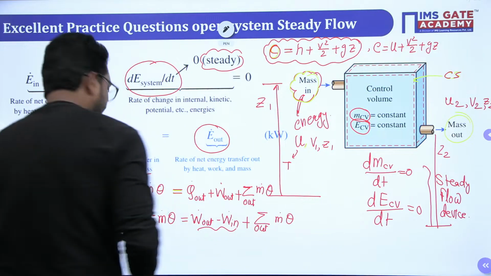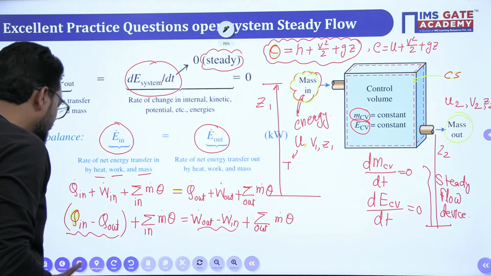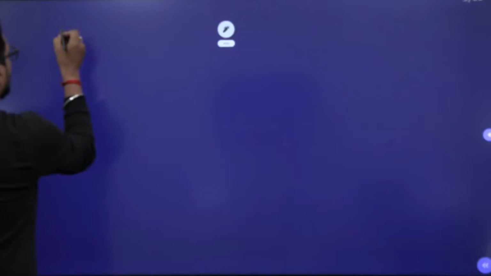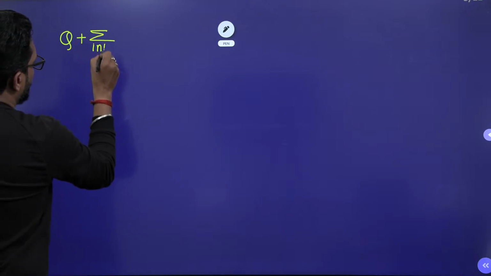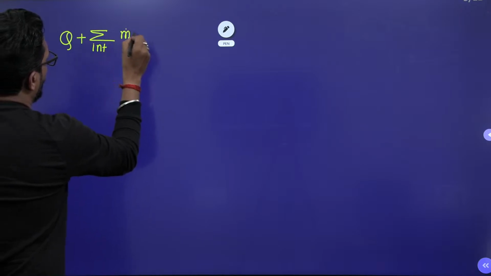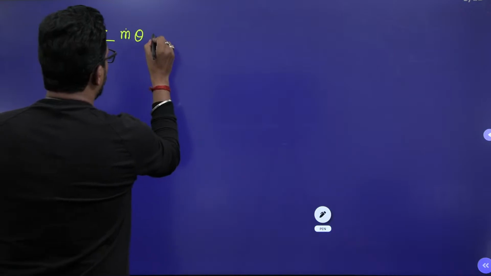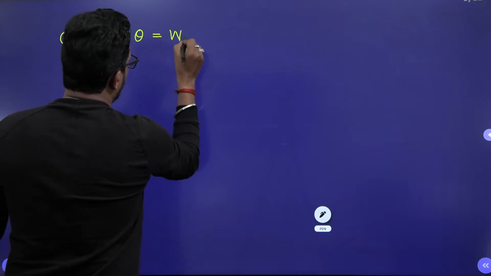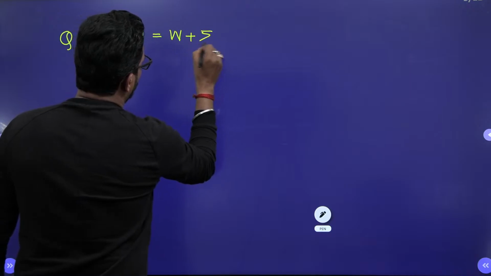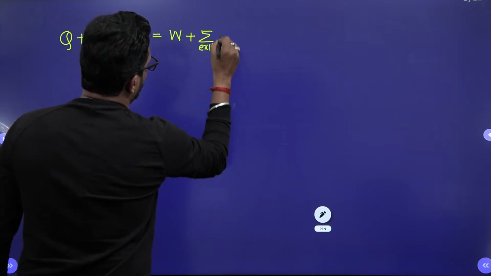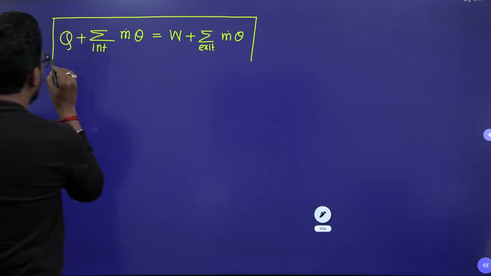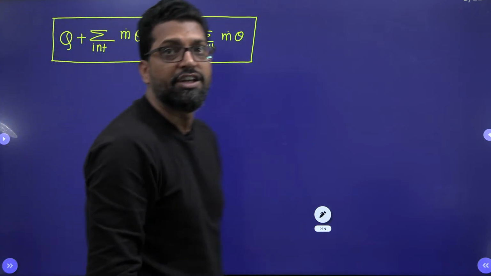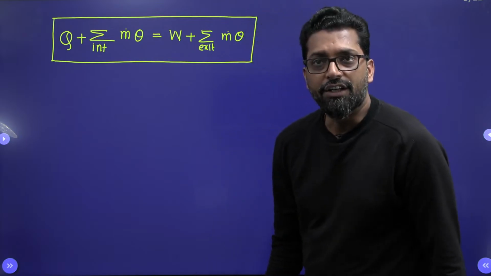So the net heat transfer, that means Q plus summation of all inlet m dot theta is equal to net work plus the exit condition, outlet m dot theta. This is your energy balance, that means the energy equation, the first law of thermodynamics for a steady device.